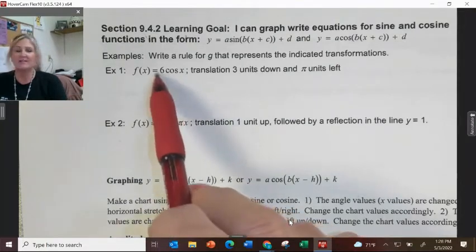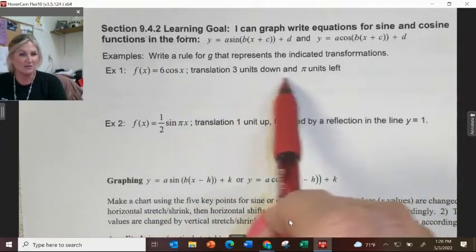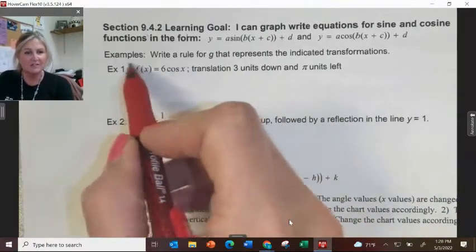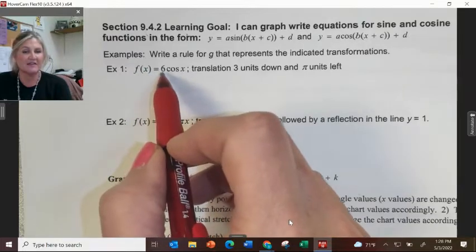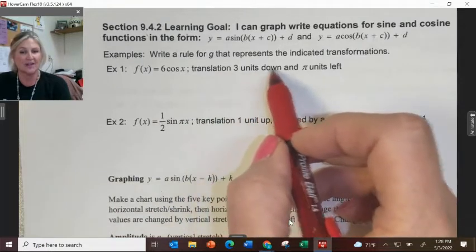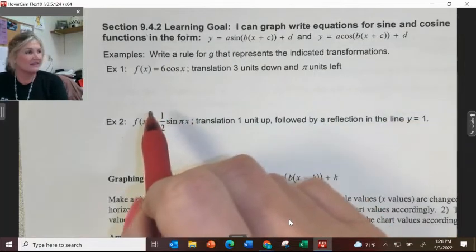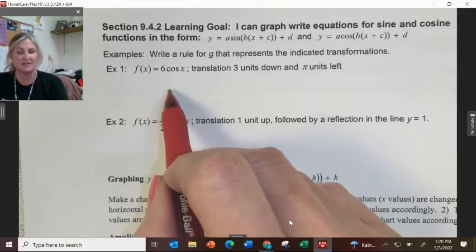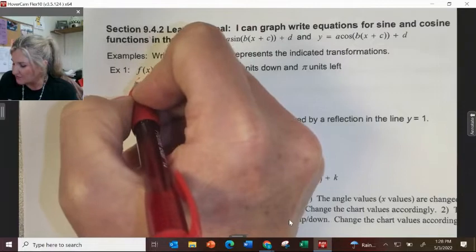Today will be a little bit easier because we're just going to be looking at situations where they tell us the rules rather than writing out the points, which is what we're going to have tomorrow. So let's take a look at this first one. It's saying that we start off with this function f of x equals 6 cosine x. We're going to translate this 3 units down and pi units to the left. We did this earlier in the year with parabolas and absolute values, but we've never done it with trig functions. Does anybody have an idea of what our first step would be?